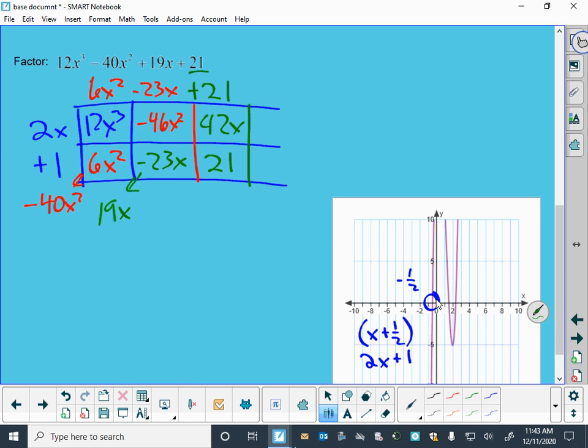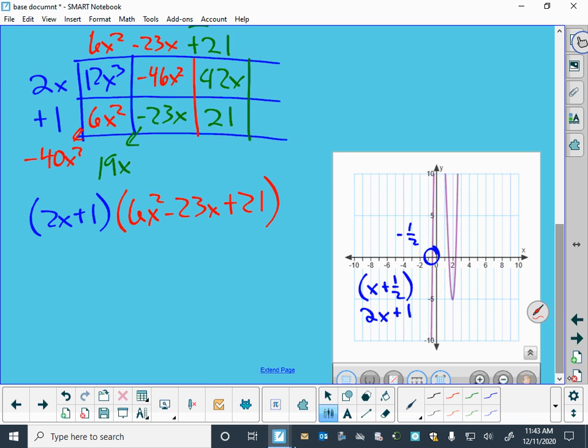So far what I've got is a 2x plus 1. Okay, I got that pulled out of there. I'll put it in blue because I went in blue before. And that's times 6x squared minus 23x plus 21. Really the goal of this is get it down to things that are quadratic, because we got all kinds of tools that we can use once we have it in the quadratic form. So I'll employ my quadratic tools again.